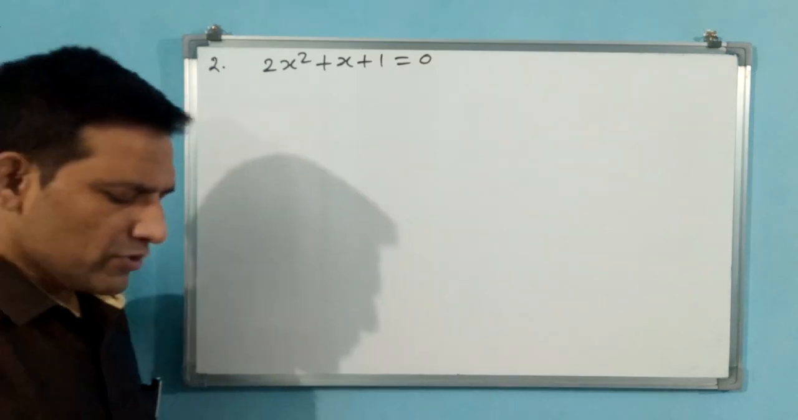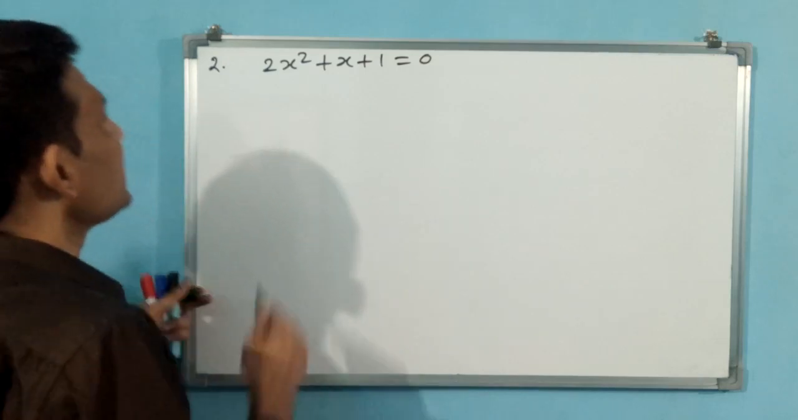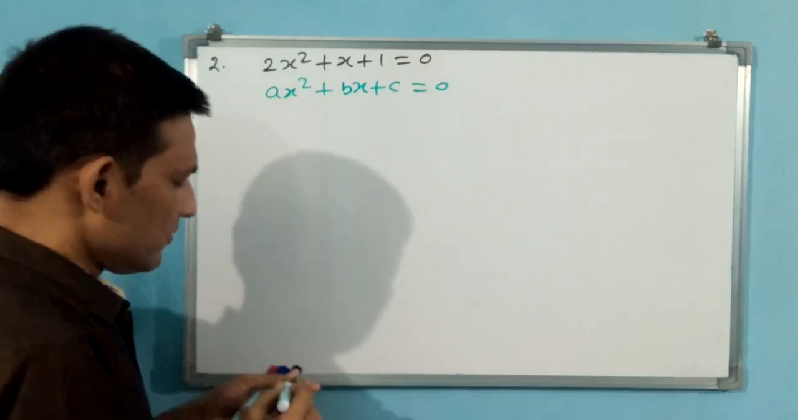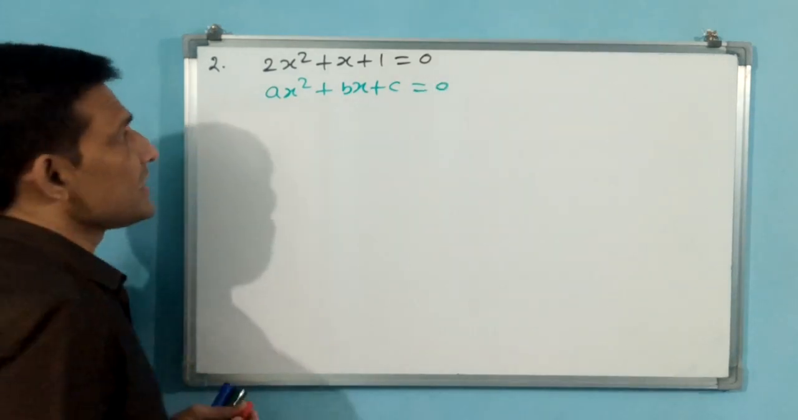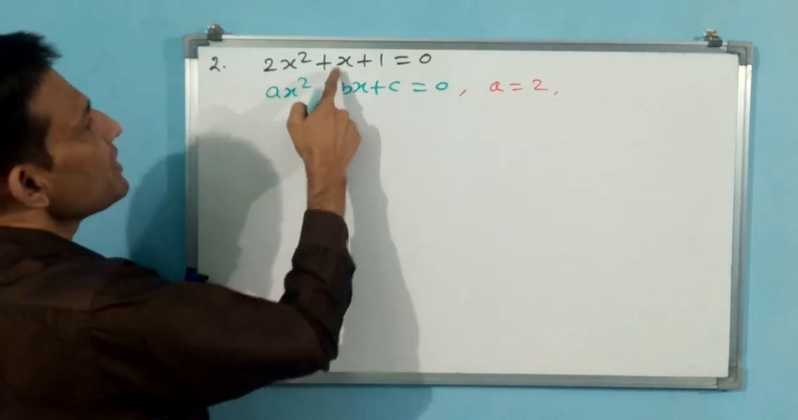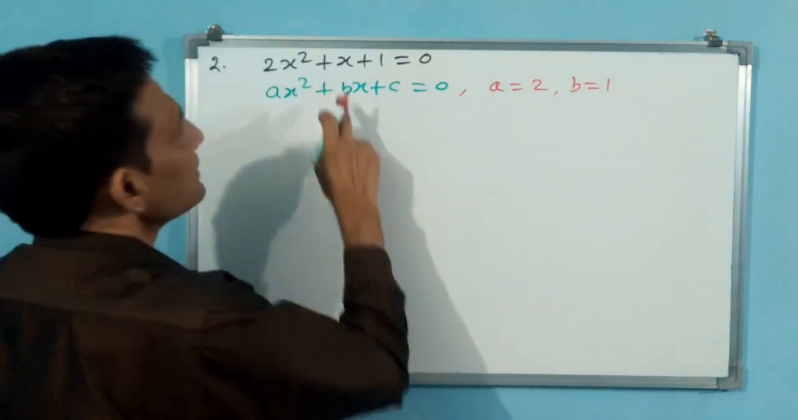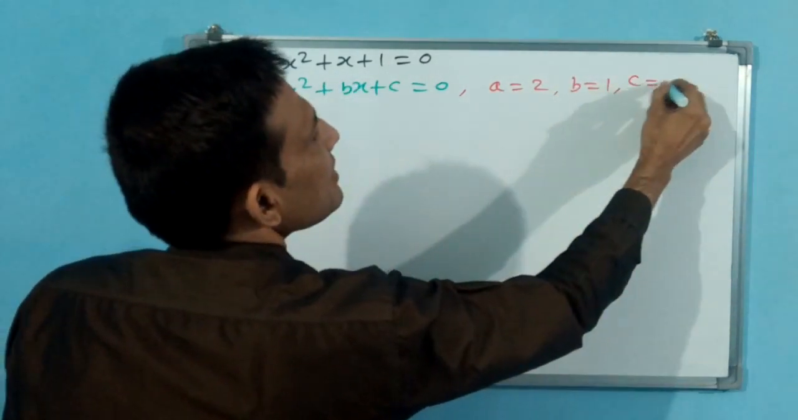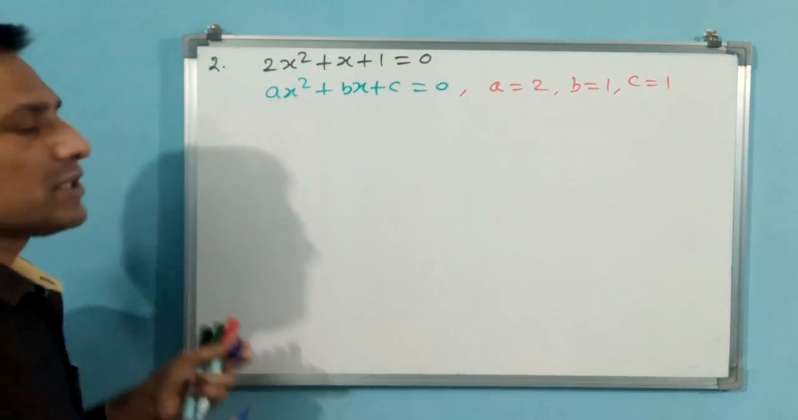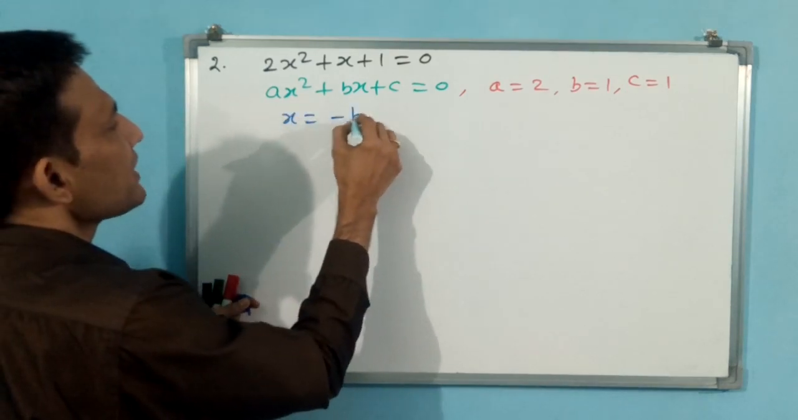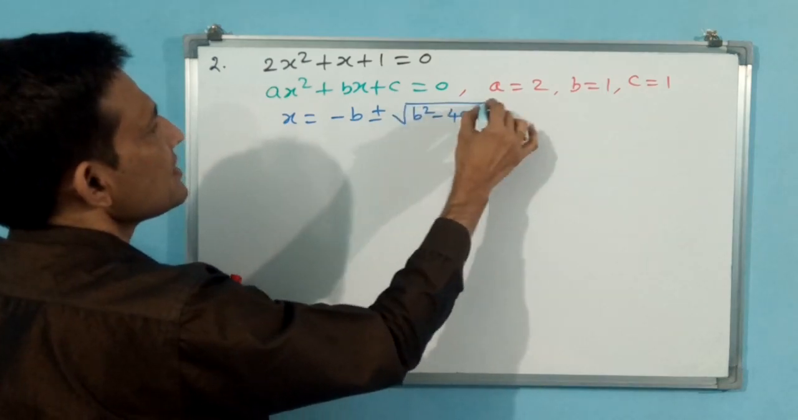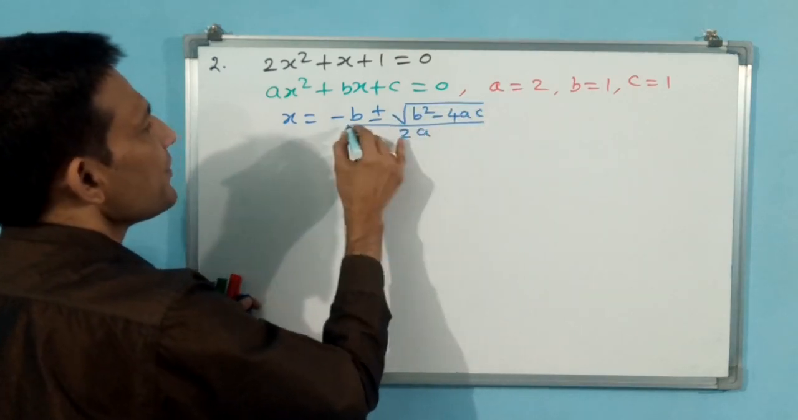Let us do. First you compare this with the generalized equation. The generalized equation is ax square plus bx plus c is equal to 0. If you compare this with the generalized equation, then you see a is equal to 2, b is equal to 1. Why? Because 1 into x is 1x, x. c is equal to 1. Okay? These three results you have got. Then what will be the solution? The solution will be x is equal to minus b plus or minus square root of b square minus 4ac by 2a. Is it okay?